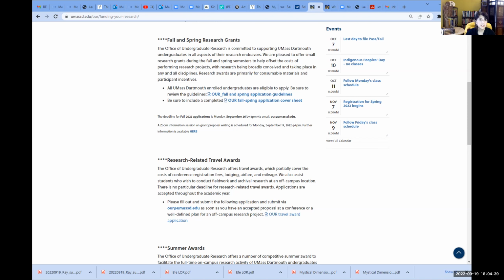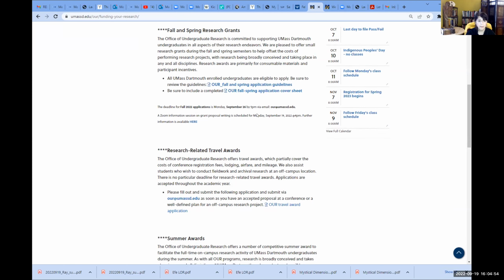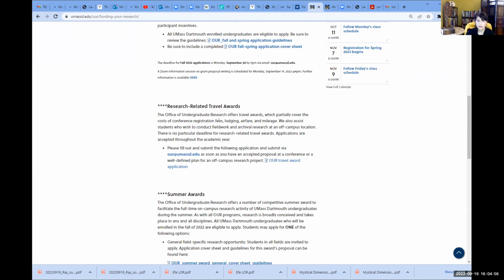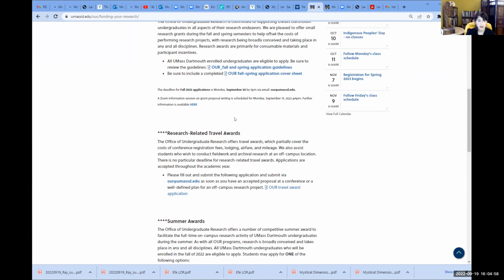You can also travel to certain places. For example, if you need to go to faraway places to explore something as a biologist in another part of the country, or if you need to go to an archive to research the materials that are housed at the archive, you can also put those in the budget. Pay attention that the other categories are not relevant for September 26th deadline.